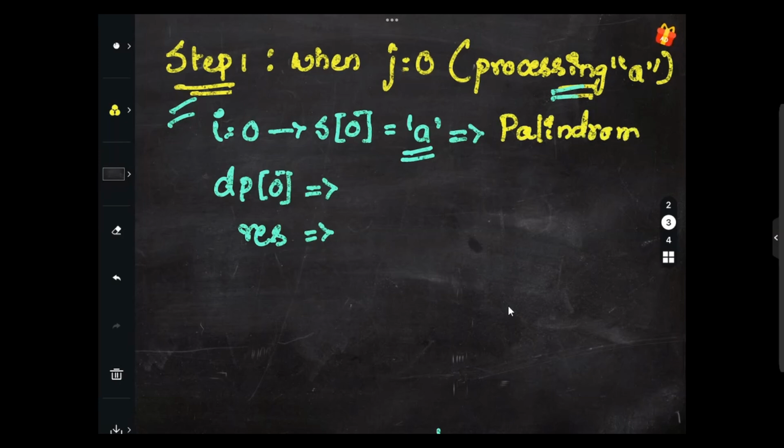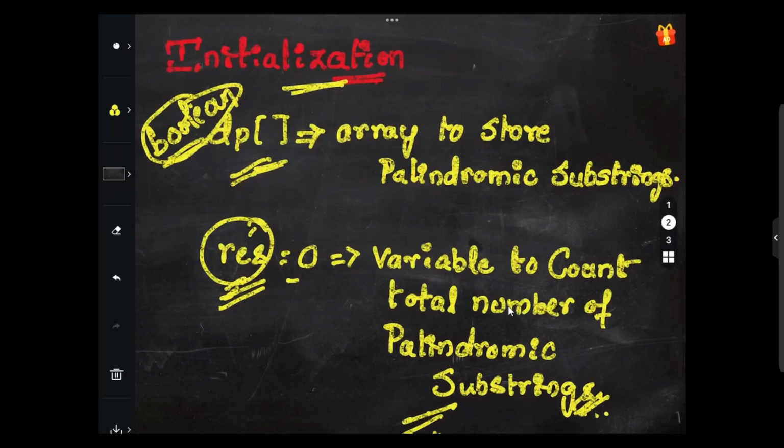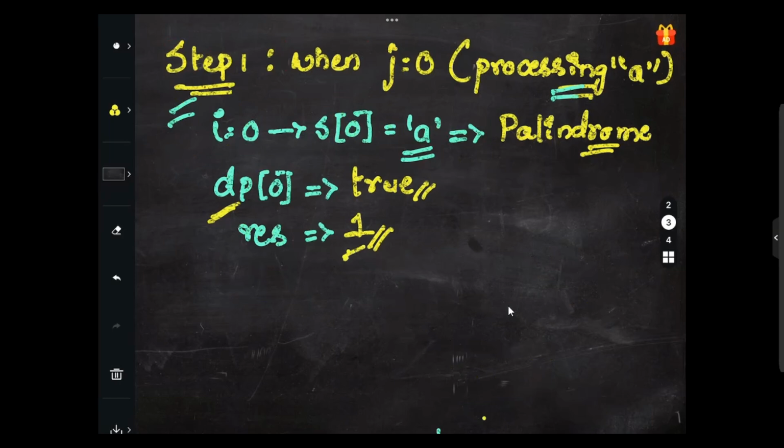As I have said, we are considering the Boolean DP array. In this case, dp of 0 will be true. So we will increment the result from 0 to 1, right? Initially we have initialized the result variable, res, to 0. So we will increment it to 1, because we have got dp of 0 equals true here. So this will be 1.